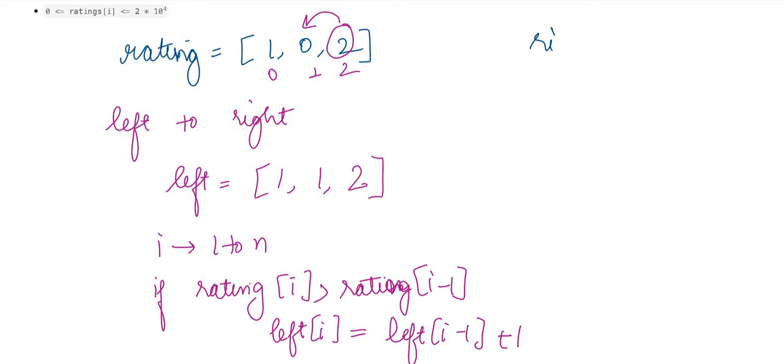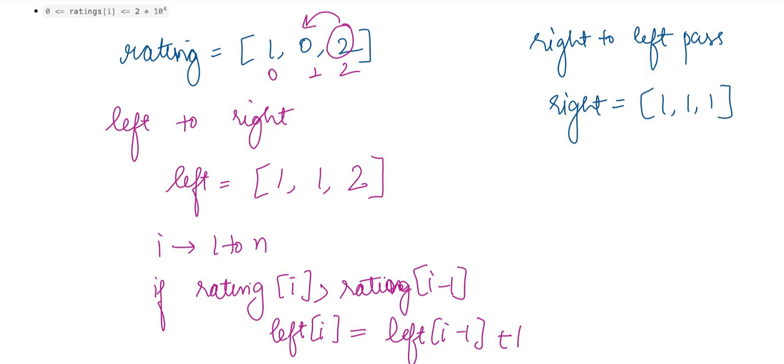In the same way we will do the right to left pass. Initially we will take the right array to be all 1s. This time we will run I backwards, that means from n minus 2 to 0. N minus 2 means, if the length is 3, n minus 2 would be 1. So we will start from index 1.